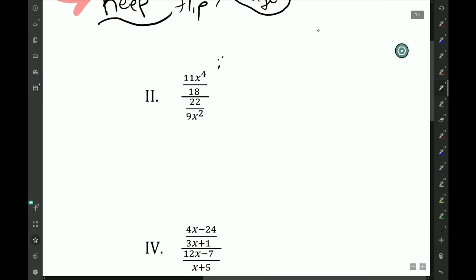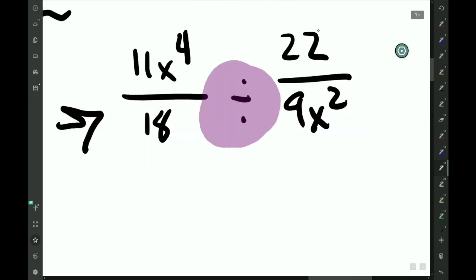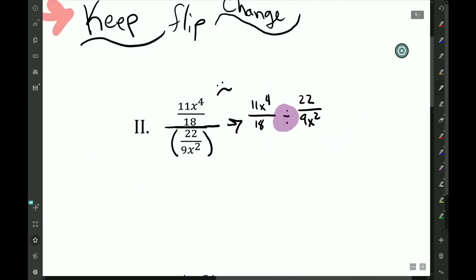Now, number 2 looks different. Oh no, you're so scared, but it's going to be fine. It's just a big old division. This is really trying to trick you. It's really saying 11x to the 4th over 18 divided by 22 over 9x squared. Now you have in your back pocket that when you see this, what do you have to do? Keep, flip, change. So we're going to keep the first fraction, 11x to the 4th over 18. I'm going to flip the second fraction, 9x squared over 22. I'm going to change to multiplication.